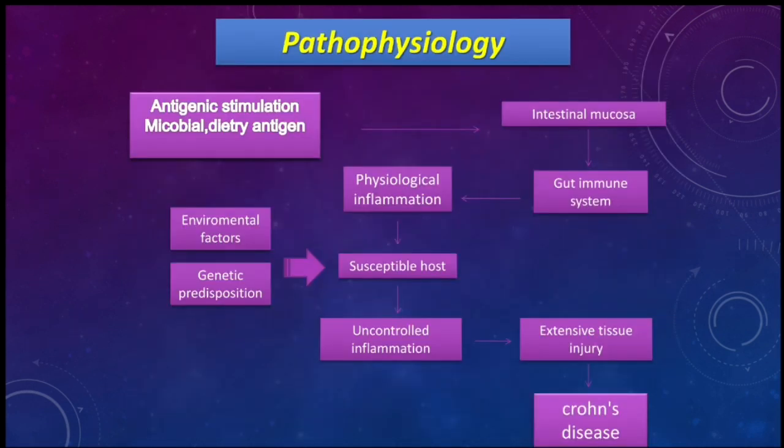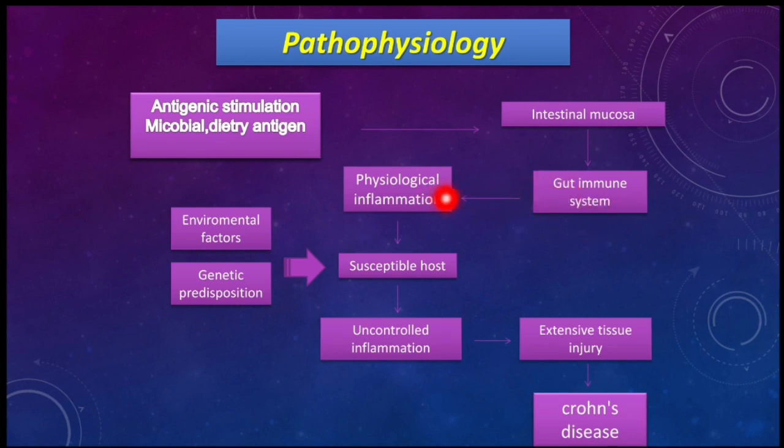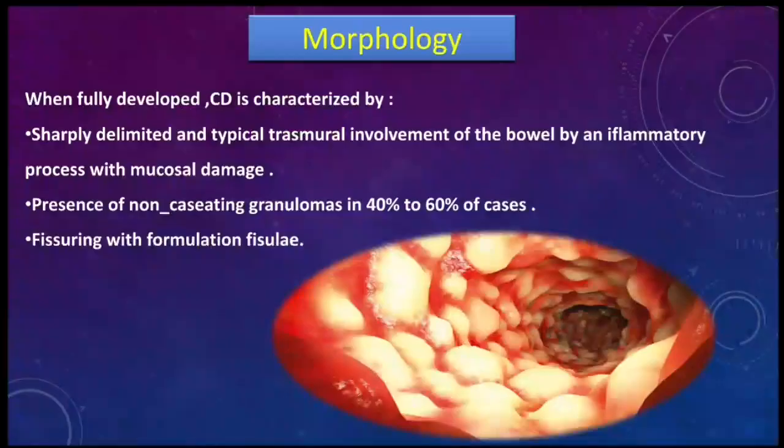So what about the pathophysiology? Generally, we will take it in general. When there is antigenic stimulation, like microbial or dietary antigens or other causes that affect the intestinal mucosa, that leads to activation of the gut immune system, and that leads to normal physiological inflammation in a normal person. But in the susceptible host, when they have environmental factors or genetic predisposition or other causes, that leads to uncontrolled inflammation, and that leads to extensive tissue injury, and finally leads to Crohn's disease.